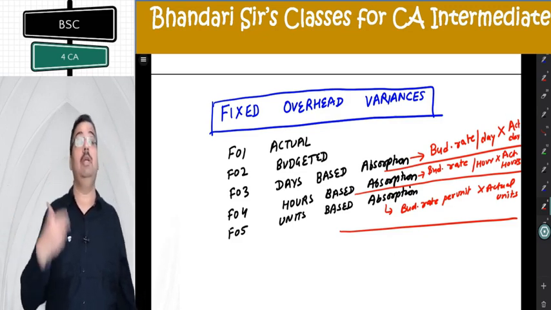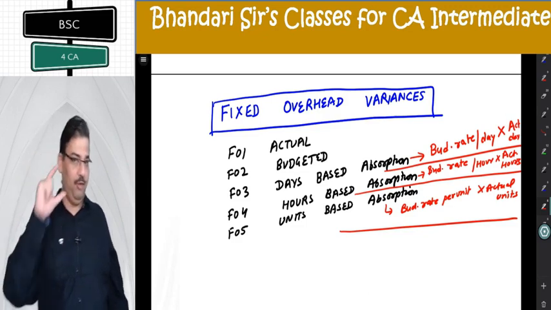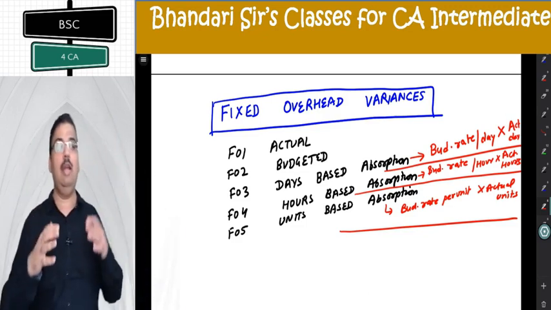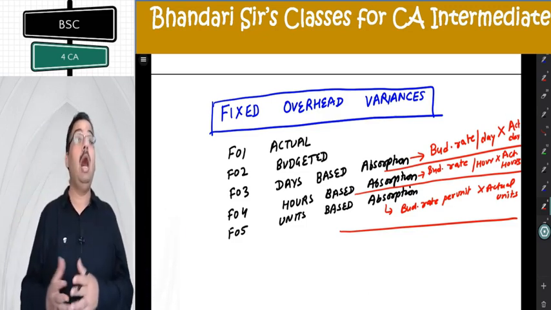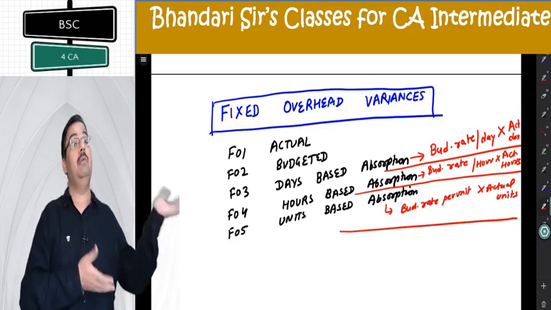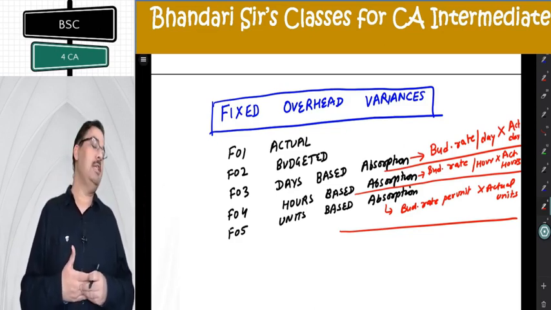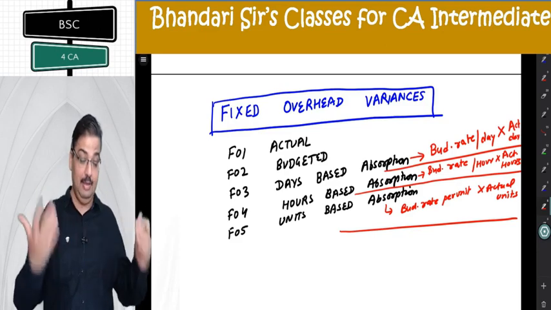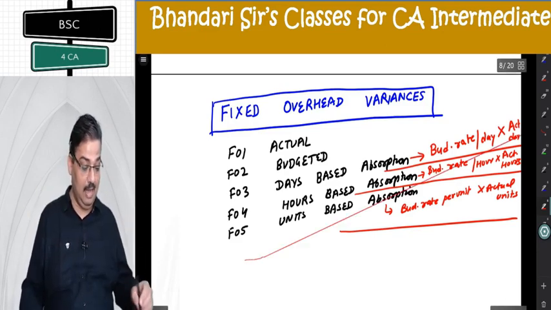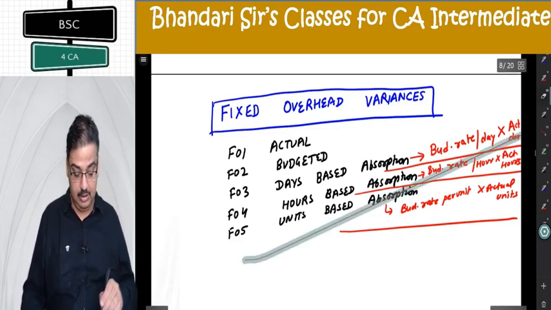Once you learn, the application is very simple. And once you know fixed overheads, variable overhead is a subset of fixed overhead. Out of these 5, 3 steps are applicable there. Will be very simple. So I'm going with all details, what you have to write in the exam and how to calculate those things in the exam.